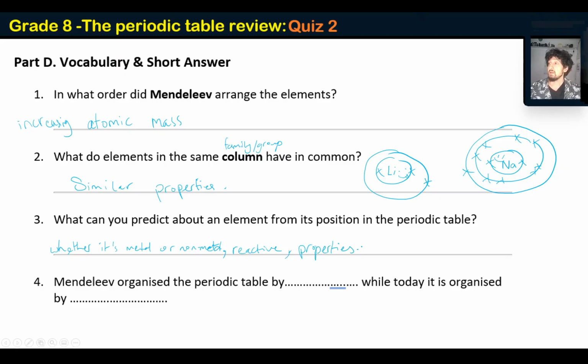Mendeleev organized the periodic table by what? Well, that's the same question as the first one. Atomic mass. While today it is organized by... Come on, guys, I can't hear you. Not all at once. Atomic number. So today the periodic table is organized by the number of protons.